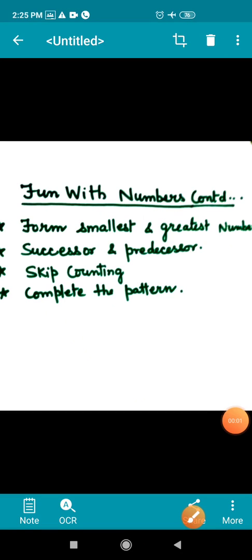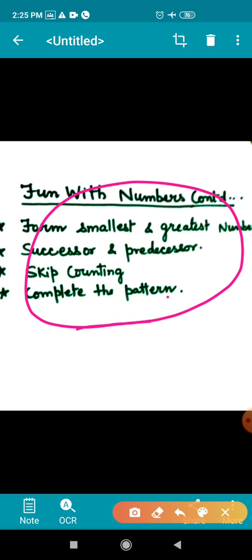Good morning, children. Last time we revised some concepts from the lesson Fun with Numbers. Today we will extend the same lesson further and learn a few more things like forming a smallest and greatest number, successor and predecessor, skip counting, and complete the pattern. So children, let us start.